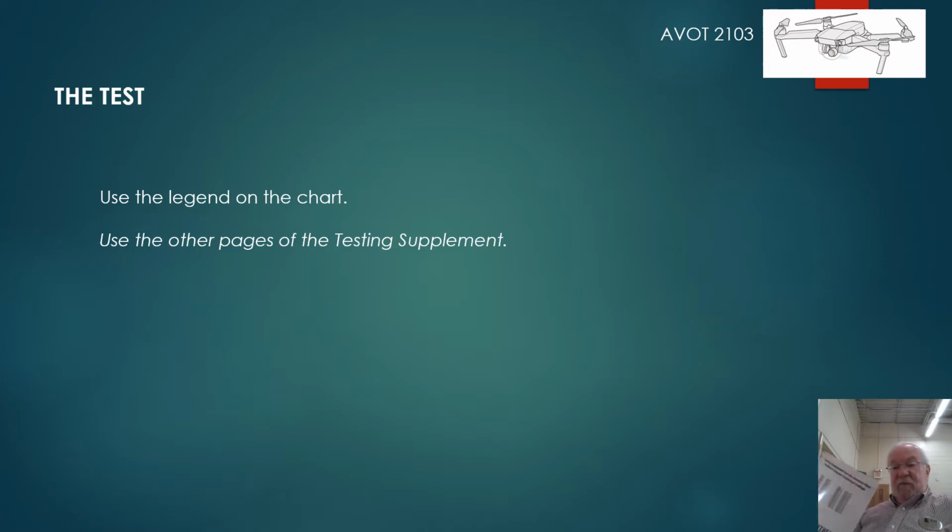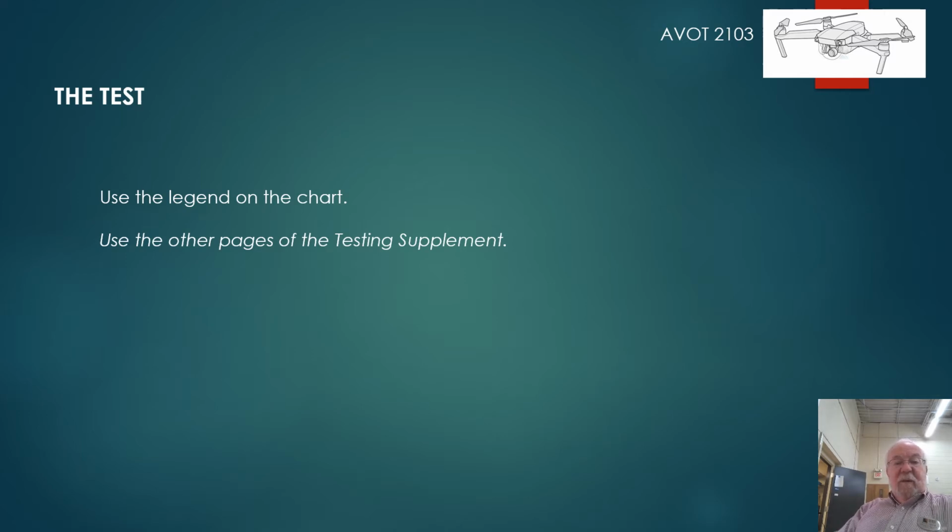And by the way, if you don't have your copy, you can just go online and search for it: FAA testing supplement for remote pilot certificate, and you can find it online. So if you've lost it, too bad. You can find it.